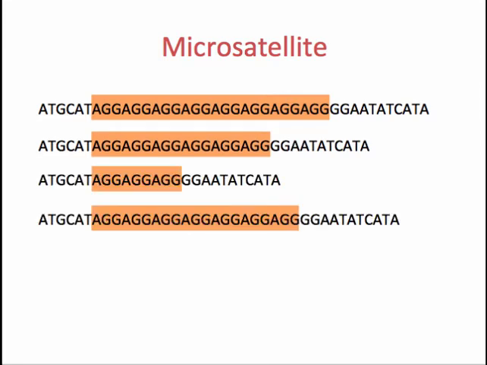So here you can see we have different alleles. Each allele has a different number of repeats. And this makes the length of the DNA a different size. So here the first one has 8 repeat units, so the PCR product would be 41 base pairs long. The second allele has 6 repeat units, so the PCR product would be 35 base pairs long, etc.